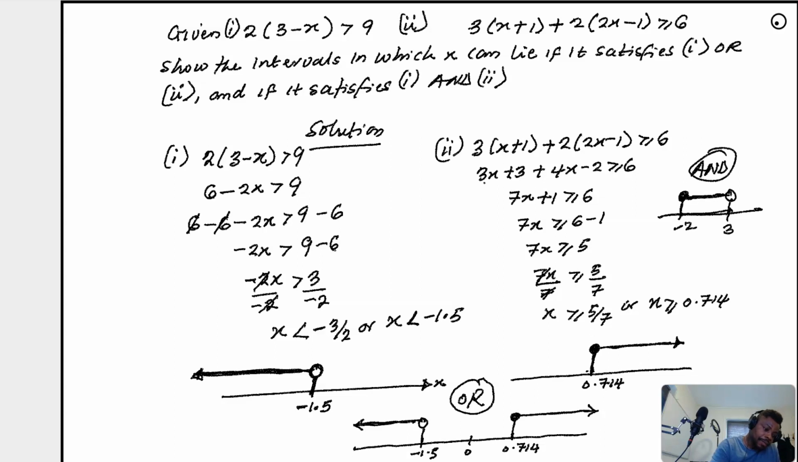Okay, so now this says show the intervals in which x can lie if it satisfies Roman figure 1 or Roman figure 2. We know it does not satisfy the and case because that is for a combined inequality, just as I explained here. But because this is not combined, this is or, so it satisfies or. So it simply means the x values satisfy this, the value that satisfies this one and that satisfies this one here.